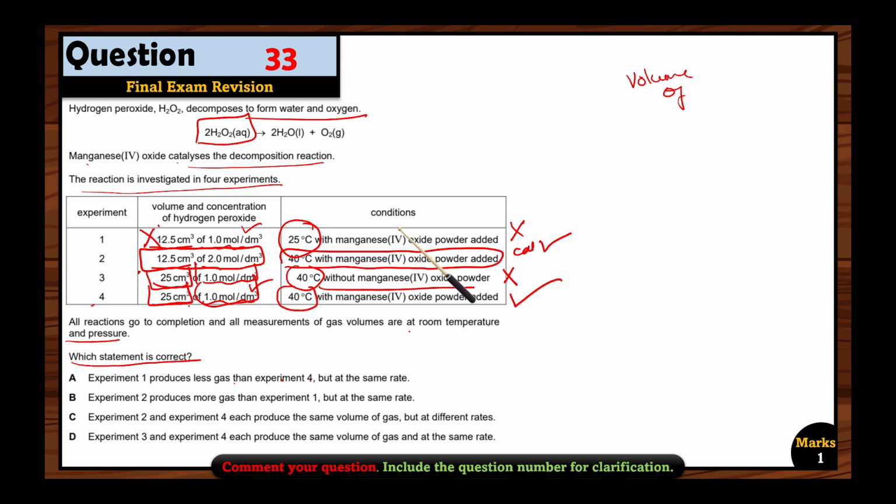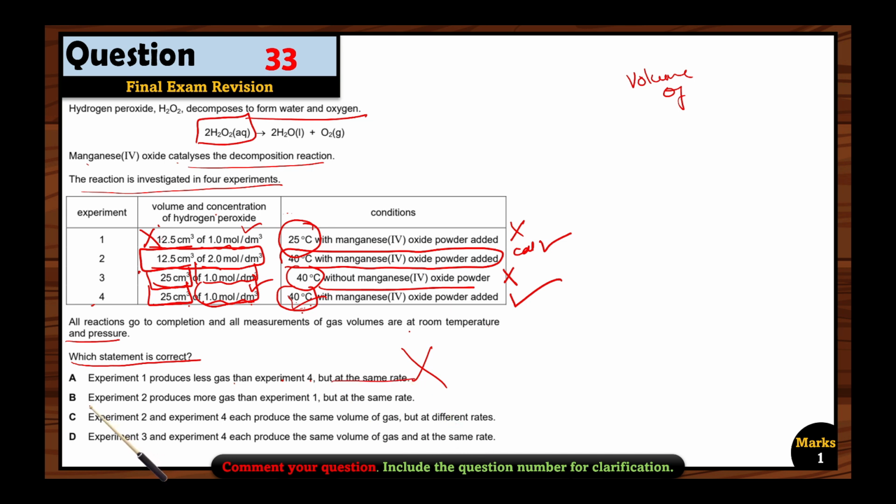But let's see about this condition. They use lower temperature, but here they are using high temperature. So it means high temperature will increase the rate of reaction for experiment number 4, right? So that's why this option is not the right option, because the rate will not be the same.